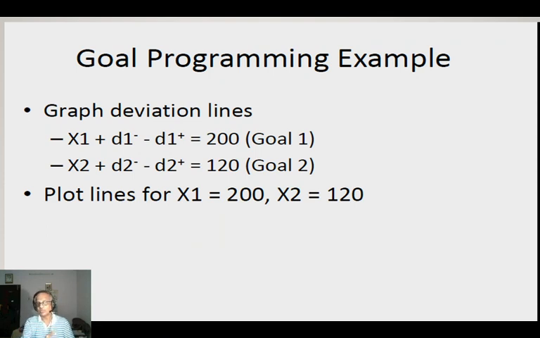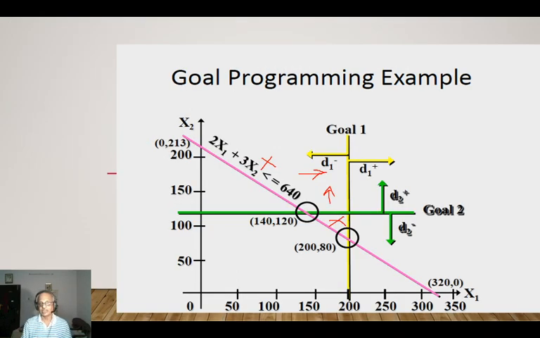Now you have seen that for x1, the constraint is x1 plus d1 minus minus d1 plus equal to 200, that is goal 1, from the previous slide, and x2 plus d2 minus minus d2 plus equal to 120. So these are the goal constraints, and the earlier one is the functional constraint. Now suppose I plot the line for x1 equal to 200 and x2 equal to 120, I will get it like this.